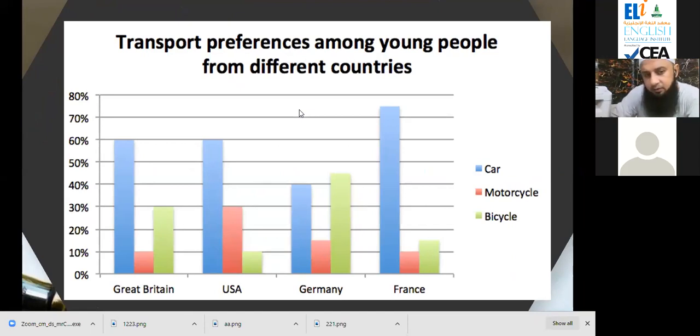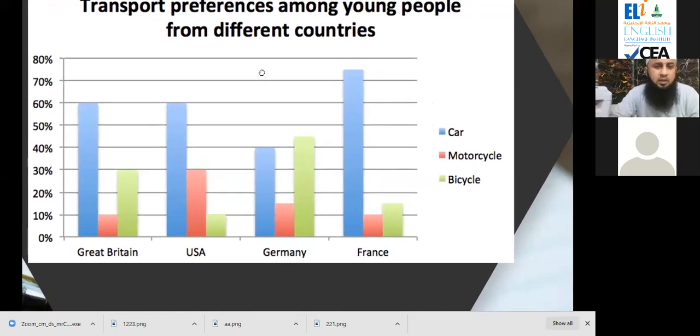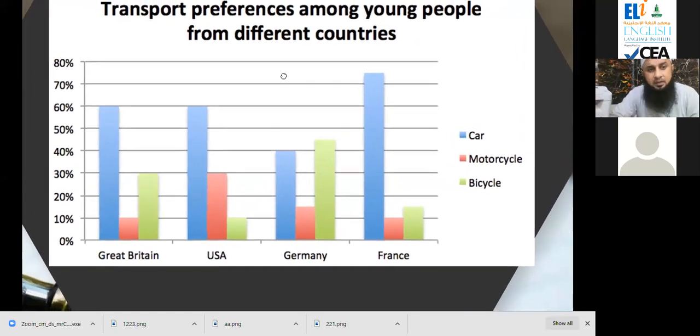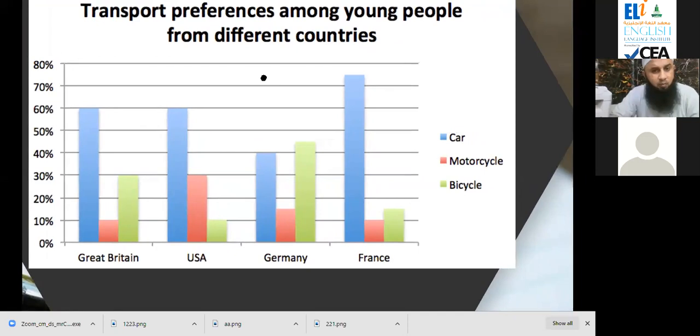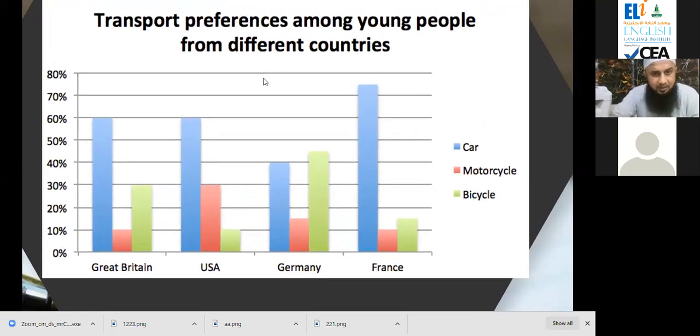They won't say anything. You understand the percentages, the numbers, the countries' names, and what they have: the car, motorcycle, and bicycle. In Great Britain, USA, Germany, and France, 4 countries. The percentages go 70 and above. The red is motorcycle. The green is bicycle. The car is blue. So which one is the preferred mode of transport? Which one is not? Which is on the highest level, which is on the lowest, the least used? Which country, what is used most?